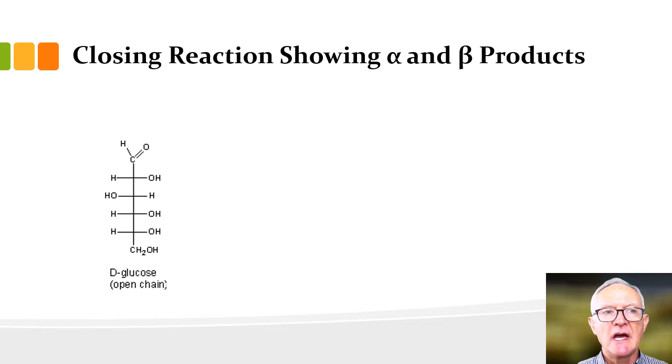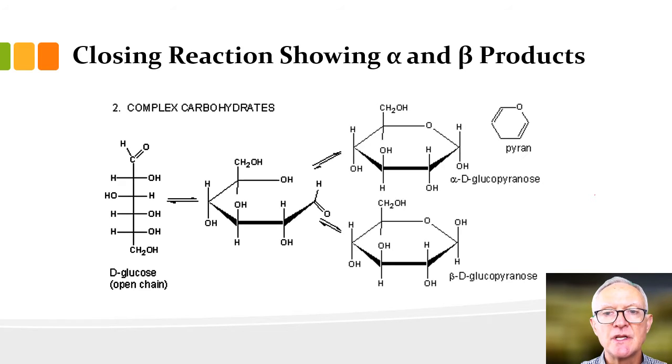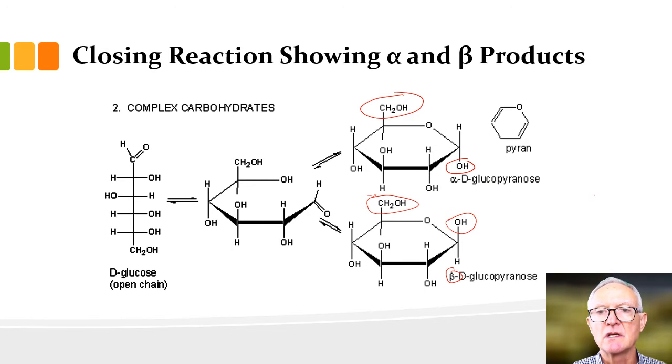Here's another look at the ring closing reaction showing the alpha and beta products both. Here is the straight chain we looked at before. It's bent around so the carbon 5 hydroxyl is close to the carbonyl. That hydroxyl attacks the carbonyl and you get either an alpha D-glucopyranose or a beta D-glucopyranose. So again, alpha results when this hydroxyl is on the opposite side of the ring from carbon 6. Beta results if the hydroxyl is on the same side of the ring as carbon 6.